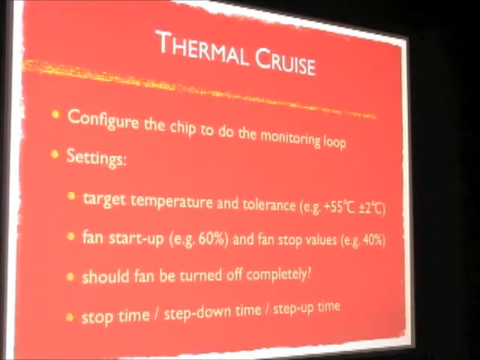So another mode that is available, other than the manual mode, is the thermal cruise mode. In the thermal cruise mode, you configure the chip to do the monitoring loop instead of doing the monitoring loop yourself in the software. Settings that are available in the thermal cruise mode are the target temperature and tolerance. So for example, you can say that the target temperature you want is 55 degrees centigrade, and the tolerance would be plus or minus 2 degrees centigrade. And it would mean that if the temperature goes above 57 degrees centigrade, then the fans will engage at a higher speed than otherwise. And if it goes below 53 degrees centigrade, then it will engage at a lower speed, or it will stop altogether.